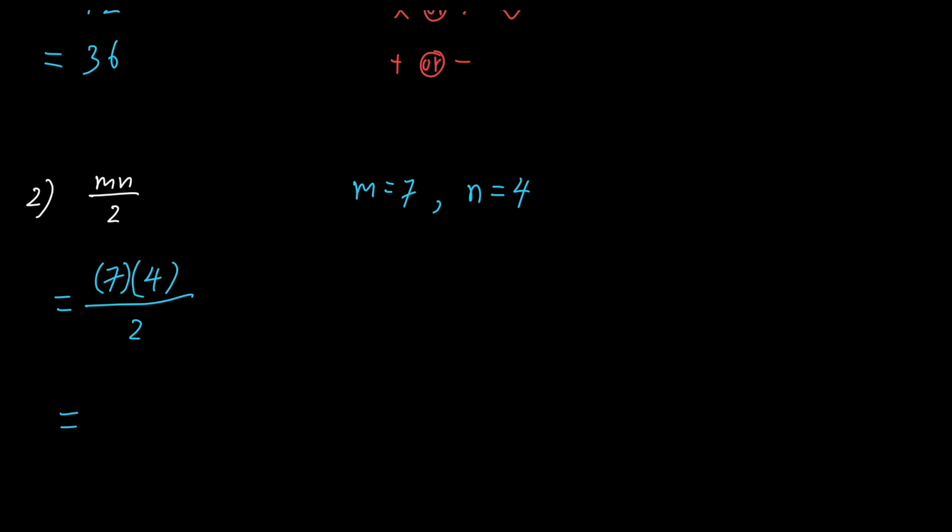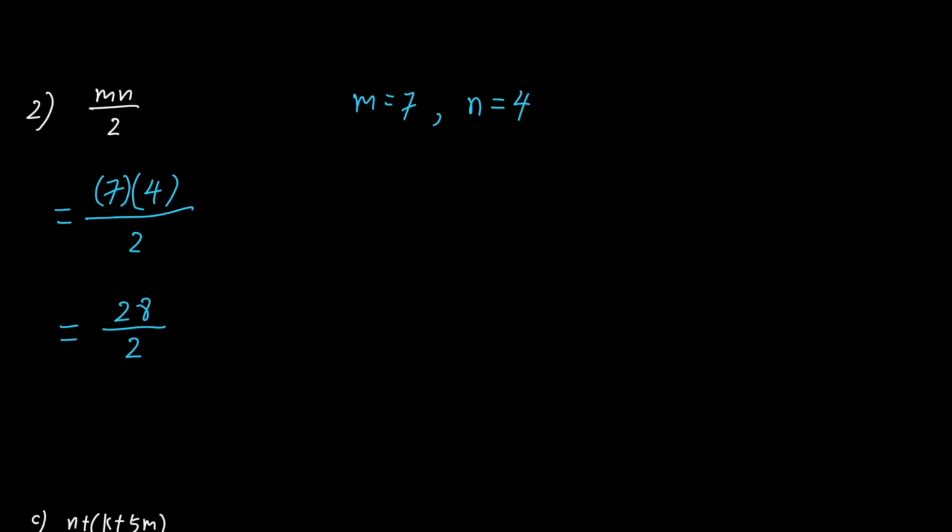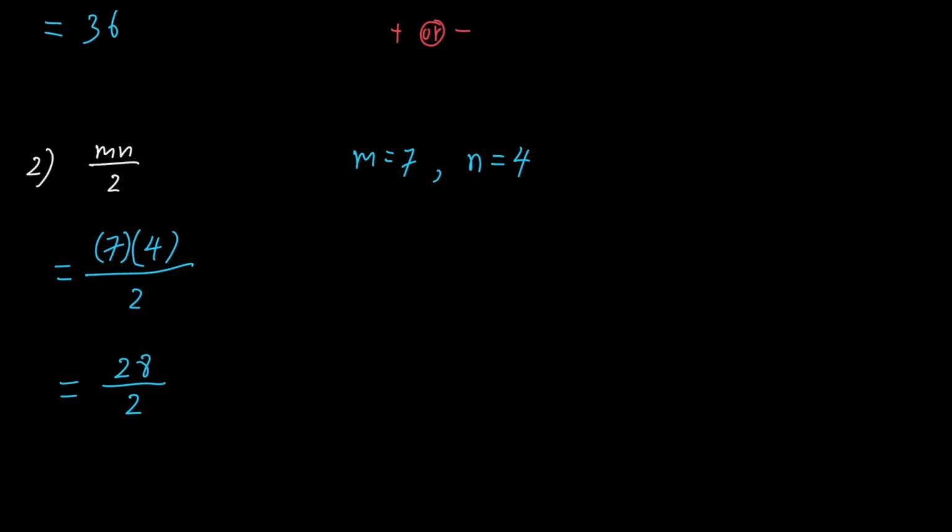So 7 times 4 is 28. And then divided by 2, or over 2. Because we can rewrite this expression as 28 divided by 2. So 2 times what number gives us 28? That number will be 14.